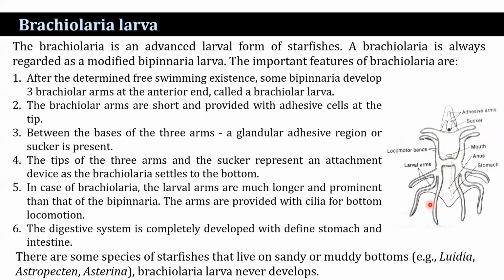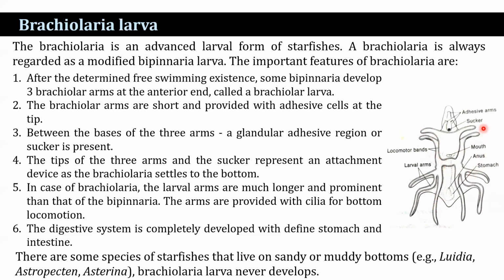Then another category of the Auricularia group, Brachiolaria larva. The Brachiolaria larva is an advanced larval form of starfish. A Brachiolaria is always regarded as a modified Bipinnaria larva. And what are the features? After a determined free-swimming existence, some Bipinnaria develop three brachiolar arms.